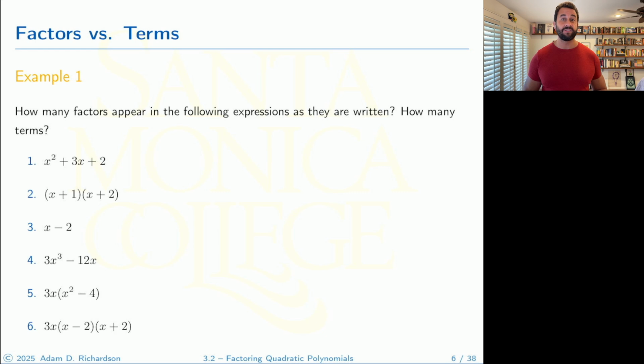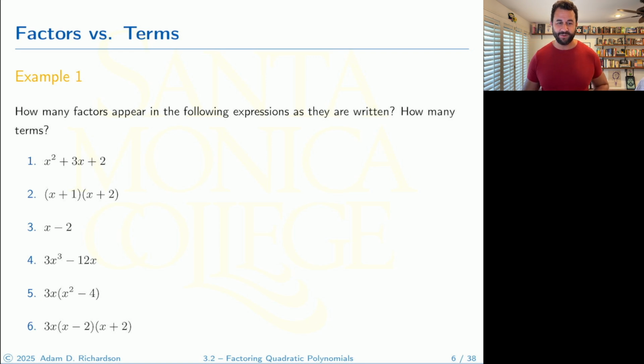I love this question. I actually ask this question in all of my math classes because it just hammers home the difference between factors and terms. So here is my question to you all. How many factors appear in the following expressions as they are written? And then how many terms appear in these expressions as they're written? So don't manipulate them any further. Just look at them. And the question is, how many factors are there? And then how many terms are there in that whole expression?